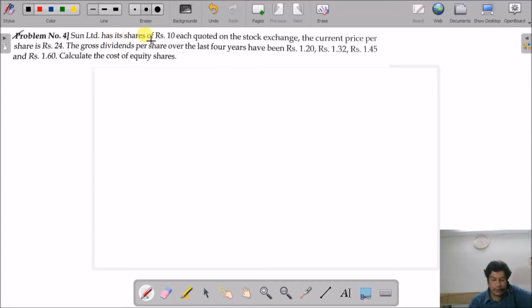So Sun Limited has its shares of rupees 10. So we know that the face value of the share is rupees 10, quoted on stock exchange, and the current market price which is quoted on stock exchange is 24. So P0 is the current market price, which is rupees 24. Then the gross dividends per share over the last 4 years they have given. So they have given you the dividend of the last 4 years.